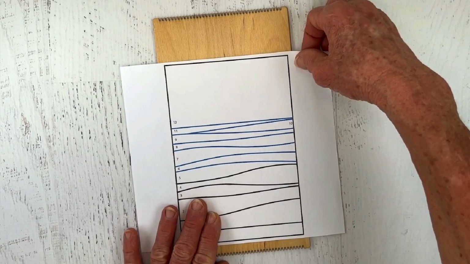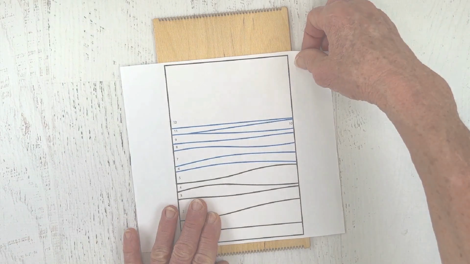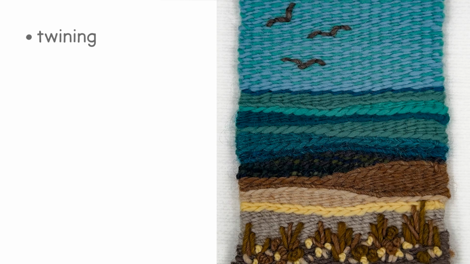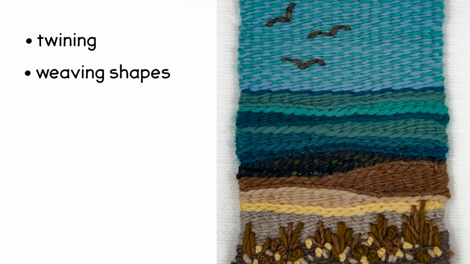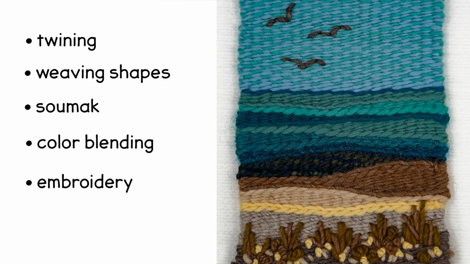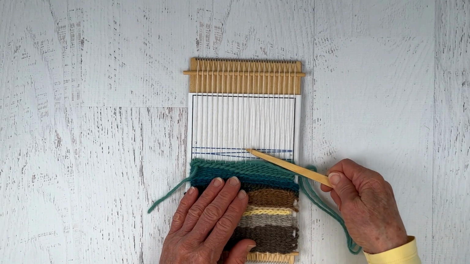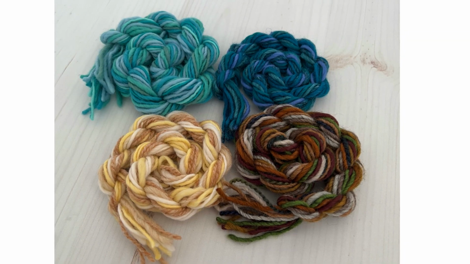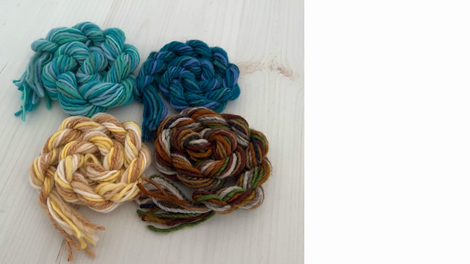First, we'll start with a cartoon. That's what weavers call a picture we follow as we weave. Then I'll take you through twining, weaving shapes, sumac, color blending, and finally embroidery for detail and texture. I guide you through each step, and all the materials needed can be purchased in my shop.